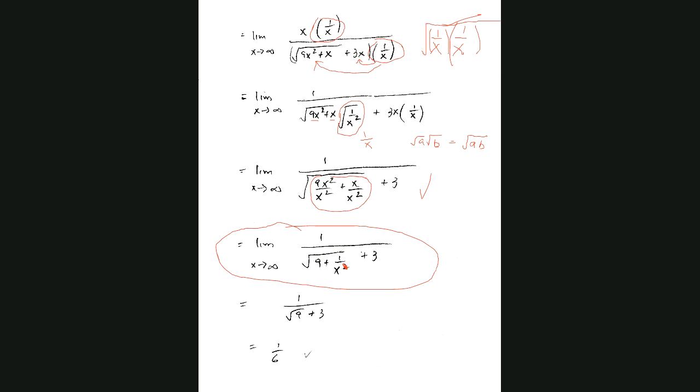And now when you take the limit, I'll put in a little extra step here. You're going to get 1 over the square root of 9 plus 0 plus 3, and that's going to get us 1 over the square root of 9 plus 3, which is going to be 1/6.